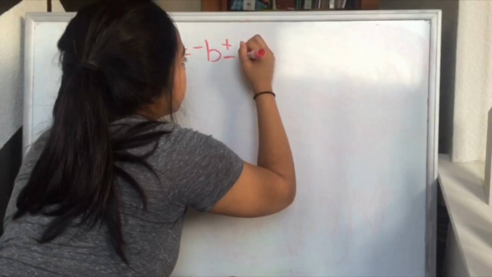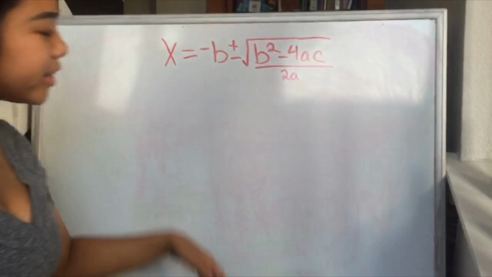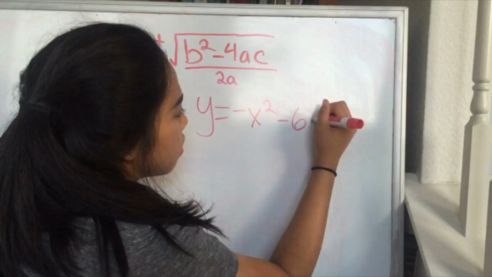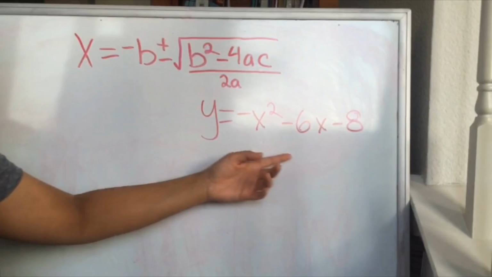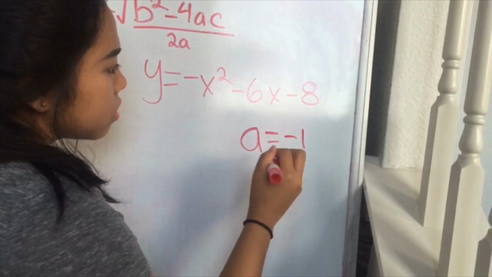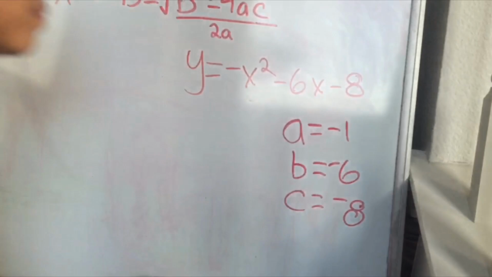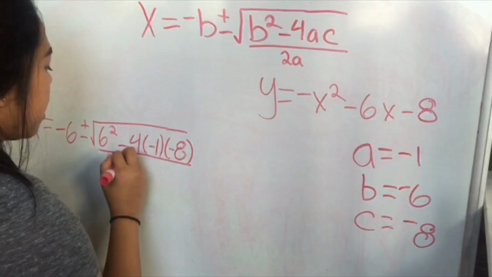Sorry we forgot to write it, but this is using the quadratic formula. We're using the equation negative b plus or minus square root b squared minus 4ac over 2a. We're just going to take our equation negative x squared minus 6x minus 8, and that's our a, b, and c, and we're going to plug that into our equation, and then it looks like that when you do that.